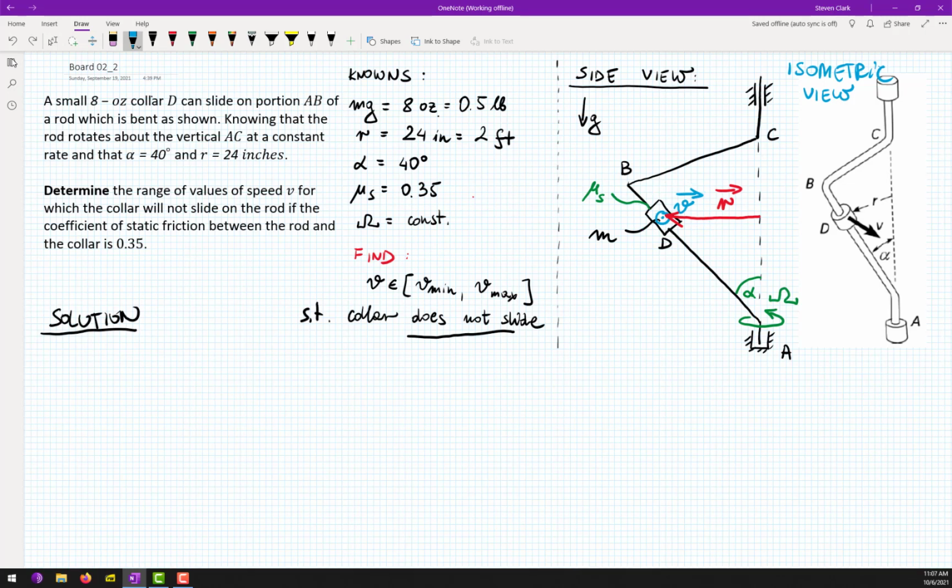Any questions to the problem statement? If not, let's start the solution. So I will not surprise you guys that we will start with FBD and KD. Okay, let's start with FBD, and let's focus on preventing sliding down.